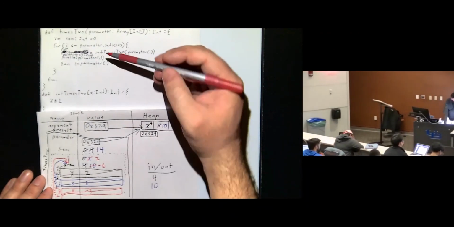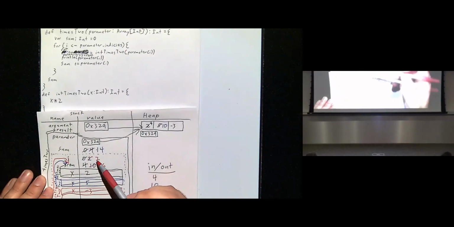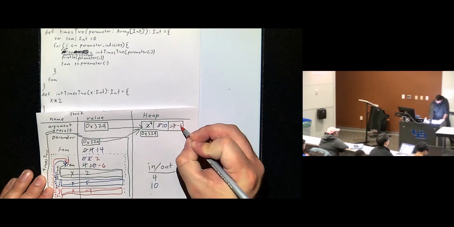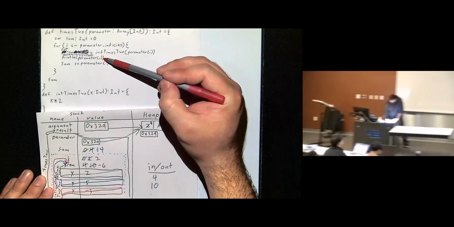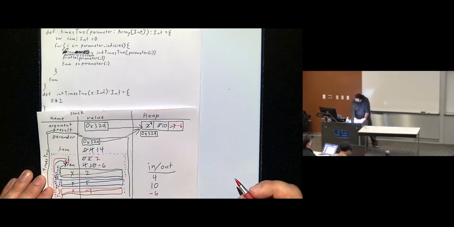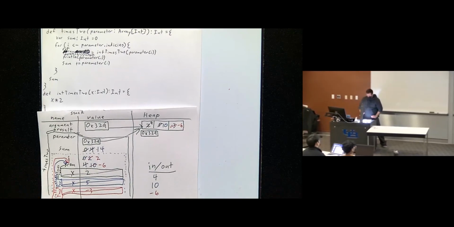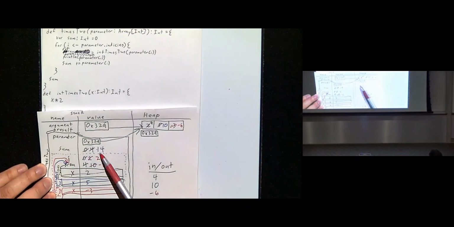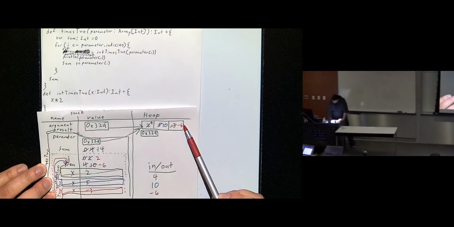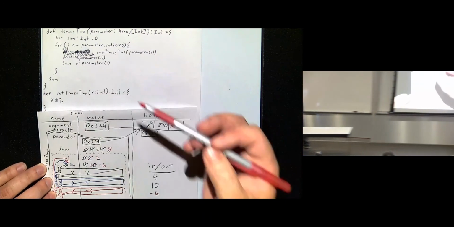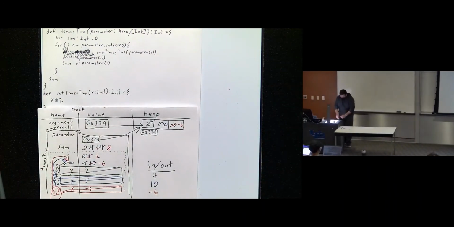-3 times 2. Cross out the stack frame. Parameter of i equals ram. Println parameter of i. -6 printed to the screen. Sum plus equals parameter of i. -6. And then we hit the end of our loop. Nothing left to iterate over, so we can start closing this stuff up.